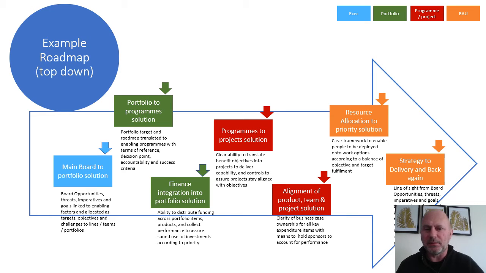So, for example, we've looked at agreeing with the board what their main board to portfolio communication solution would be, and then strung out the enabling capabilities to follow thereafter. But as an alternative to that approach, we could start with the enabling capabilities and build up to the exec level capabilities, and that's what's in the next slide.